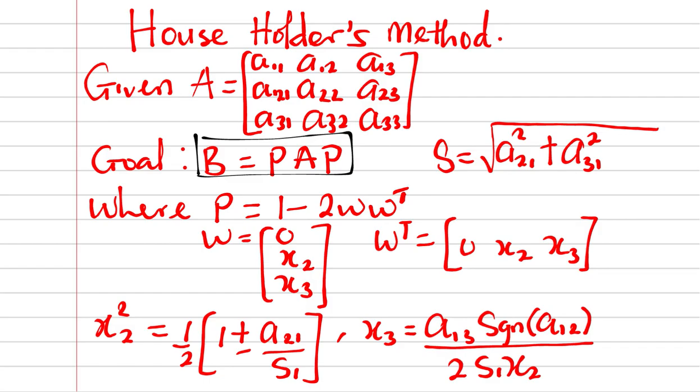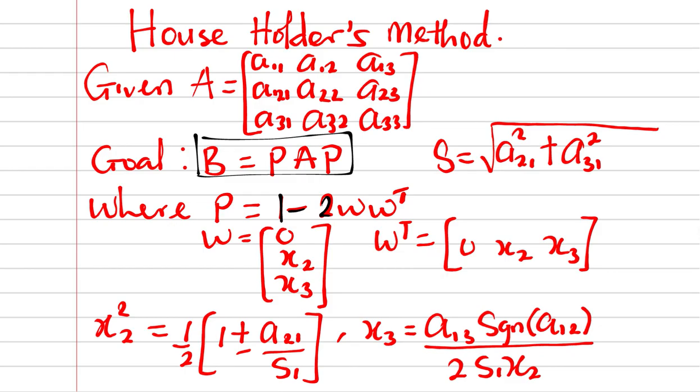So to get your P, the formula is what? 1 minus 2 WW^T. Now you are going to create a W. You are going to create a W which is what? 0, x2, x3, a column matrix. Are you seeing that now? So you're going to create that column matrix, and then the transpose is what you see beside it here.